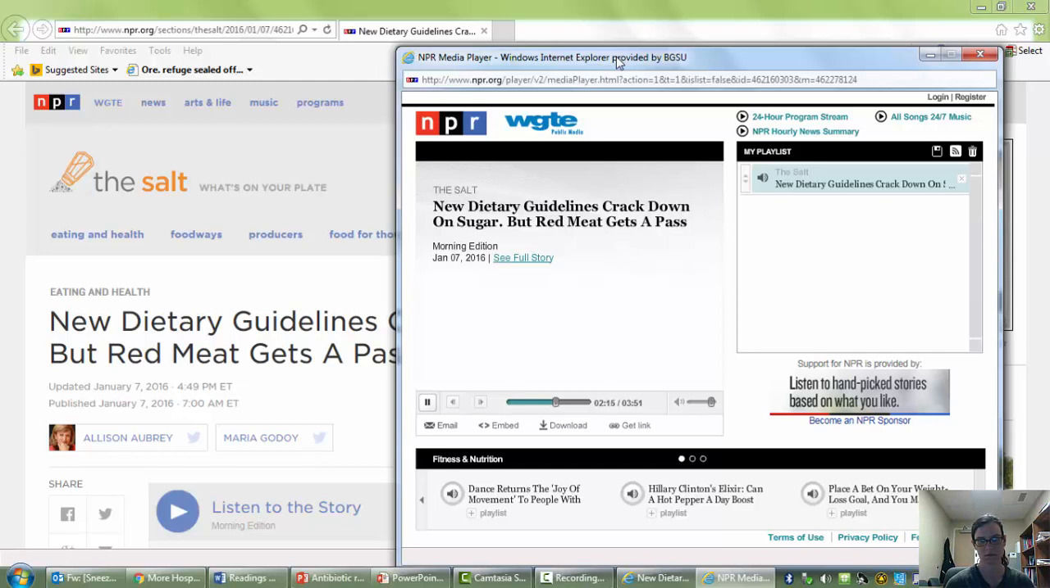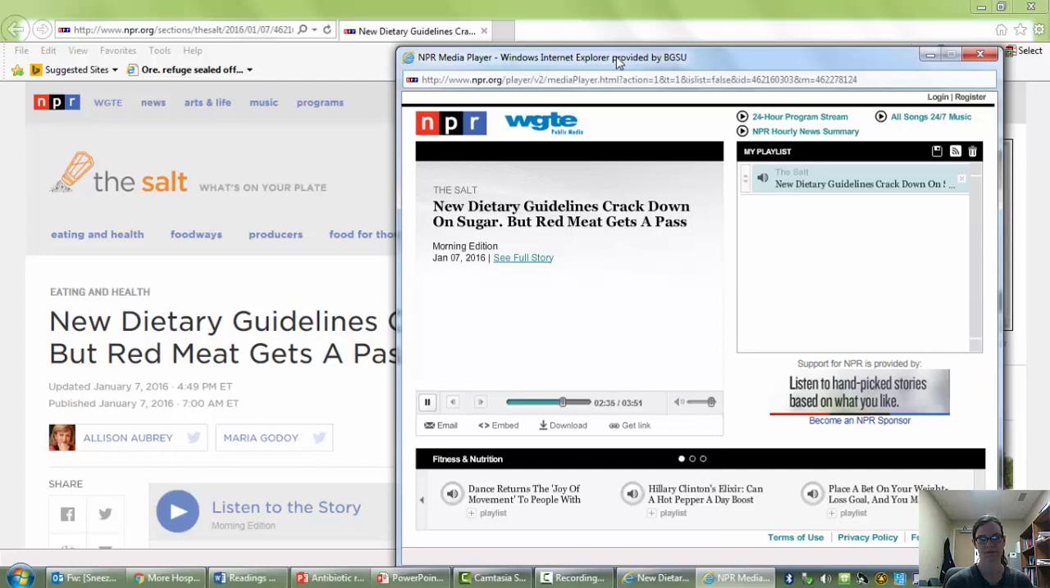Now, I have to say this is a bit controversial because last year, the advisory committee of nutrition experts that was tasked with making recommendations on what to include in these guidelines came out and said Americans should be told to eat less red meat. But this is not what the guidelines say. There's no specific recommendation to cut back on red or processed meats.